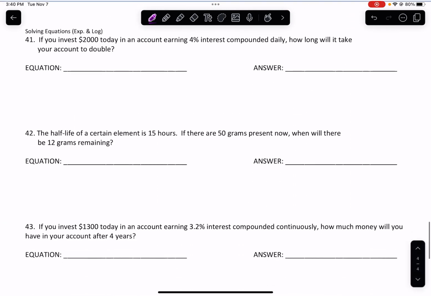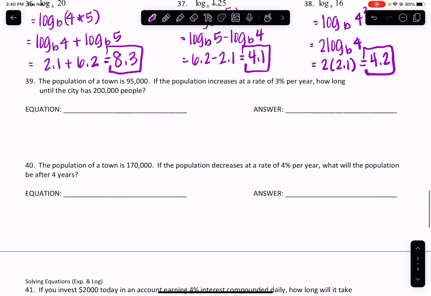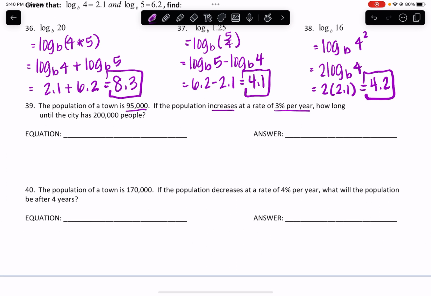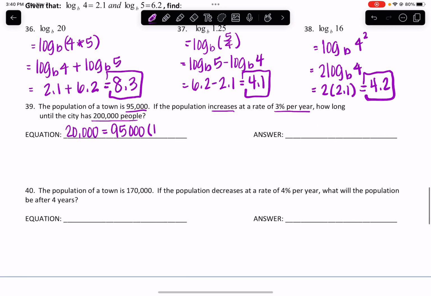And then the last handful we have are all of our growth decay problems. So a population is 95,000 people. It increases at a rate of 3% per year. How long until the city has 200,000 people? So my equation to start, 200,000 is equal to 95,000 times 1.03 to the x.